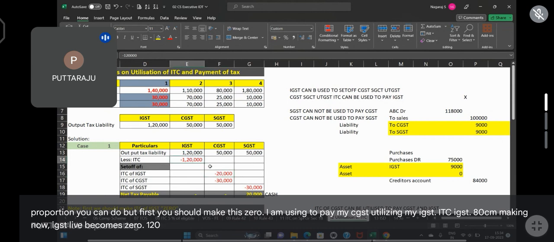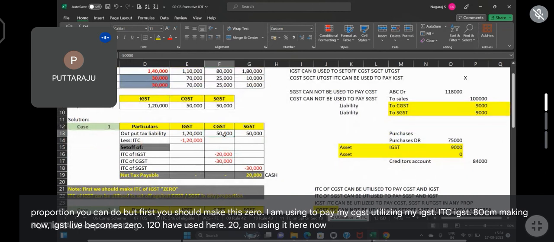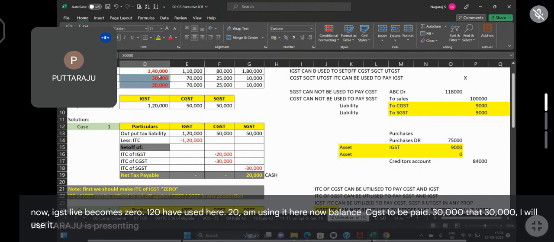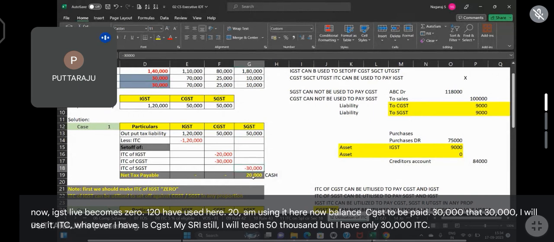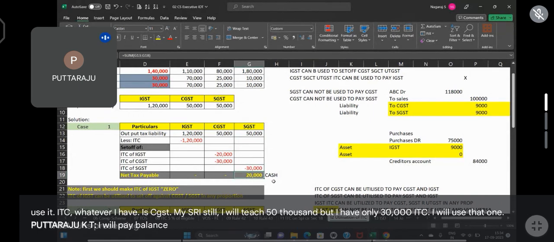120 I have used here. 20 I am using here. Now balance CGST to be paid is 30,000. That 30,000 I will pay using whatever CGST ITC I have. My SGST liability is 50,000, but I have only 30,000 ITC. I will use that one. I will pay the balance 20,000 in cash.